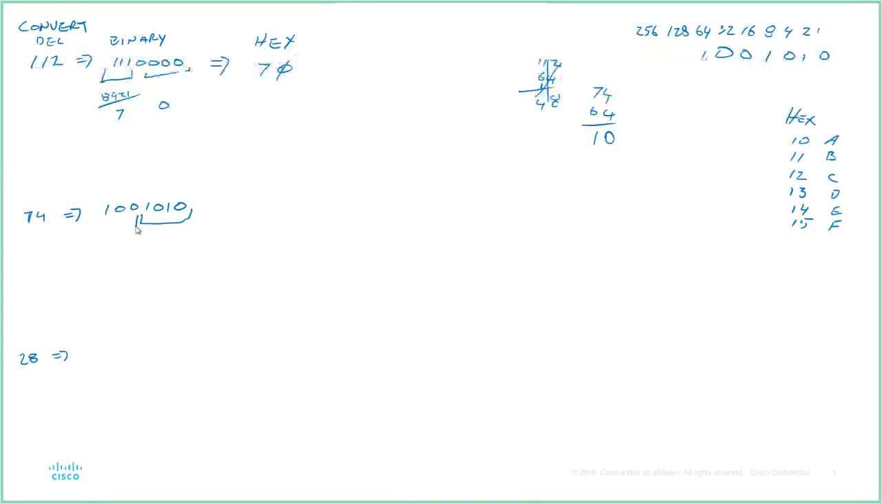Break that into our groups of 4 binary digits to give us our hex. And when we do the hex, it's 421. So the first number is 4, and we have an 8 and a 2, which gives us a 10. 10 is equivalent to A, which is 4A.